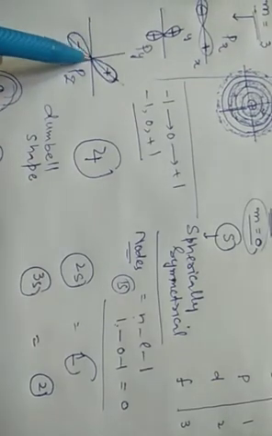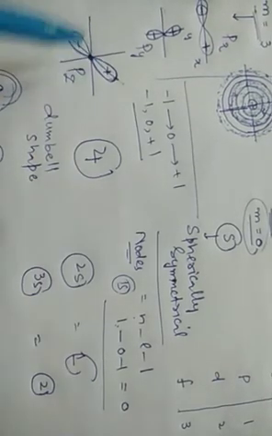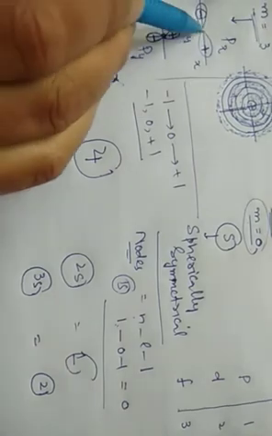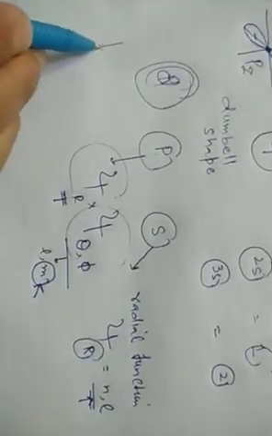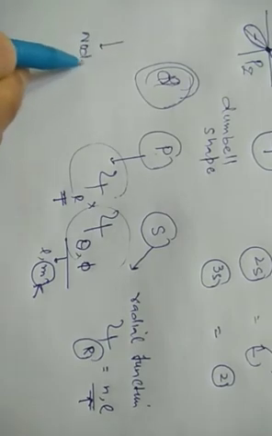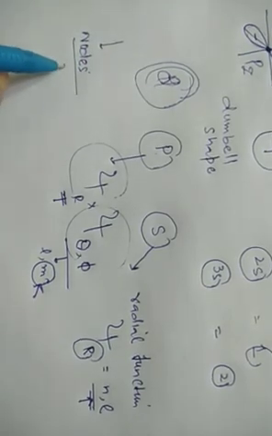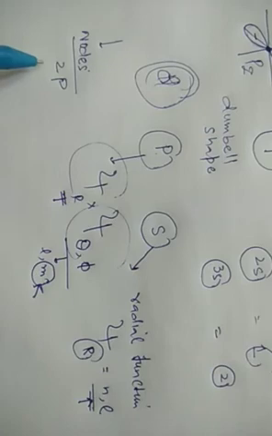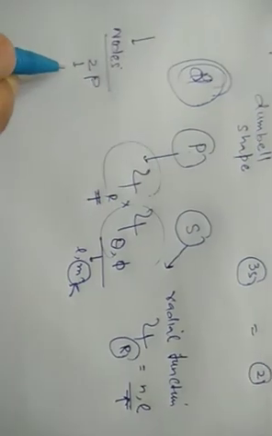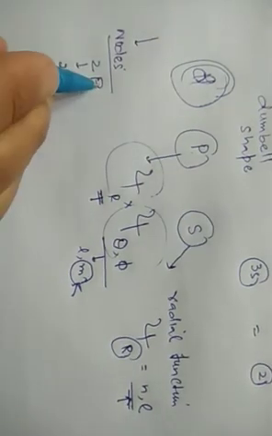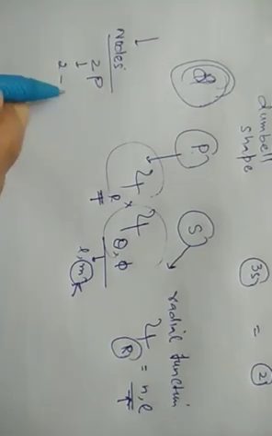Now for the p orbital, one more thing is this region here, this one, which is called the nodal plane. Now let us calculate the number of nodes in the p orbital. If it is a 2p orbital, the number of nodes is given by n minus l minus 1. That is 2 minus, for p the value of l is 1.